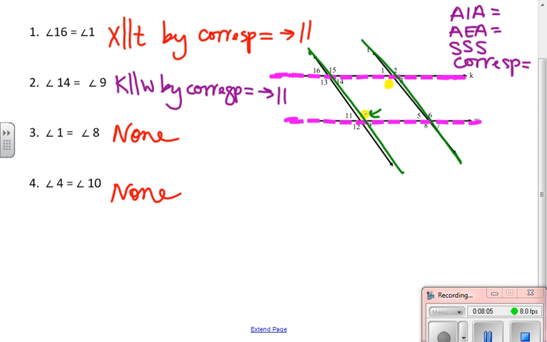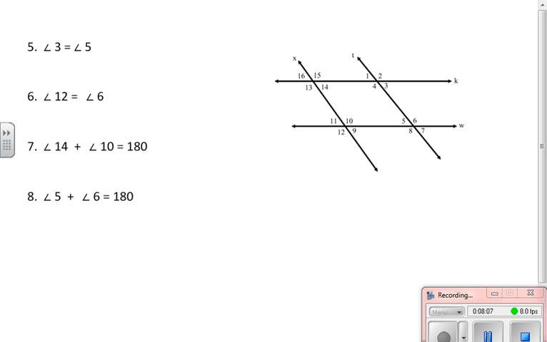This would be a great place to pause the video, try the next 4 on your own, and then check back in.